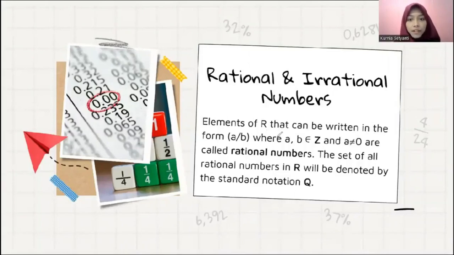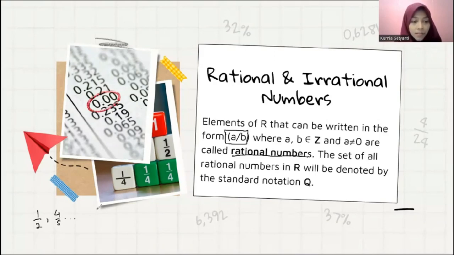An element of the real numbers that can be written in the form A over B, where A, B are elements of integers and B isn't equal to 0, is called a rational number. So if we have numbers with the form 1 over 2 or maybe 4 over 5 and so on in the form of a fraction, then it can be stated as a rational number.